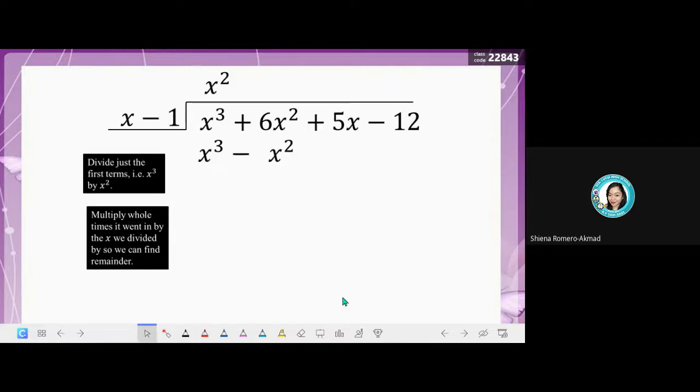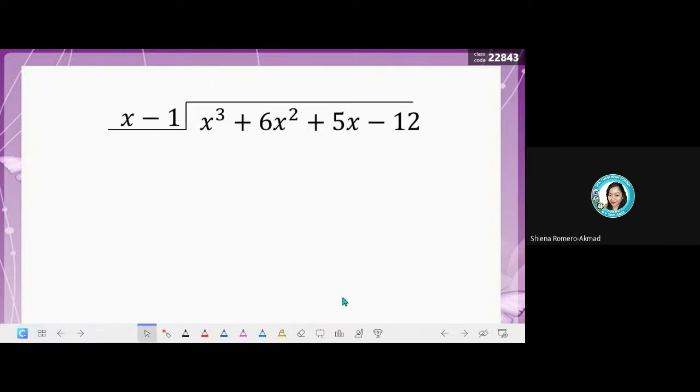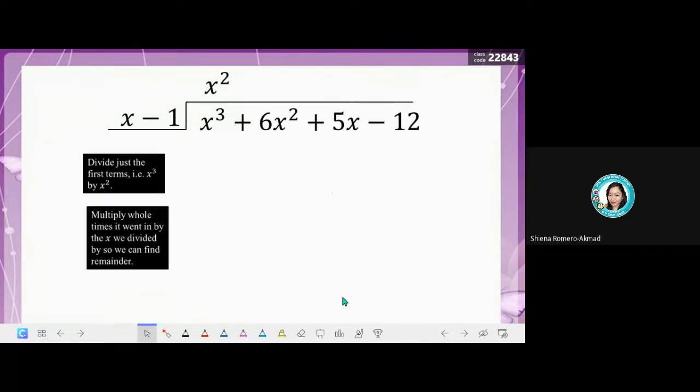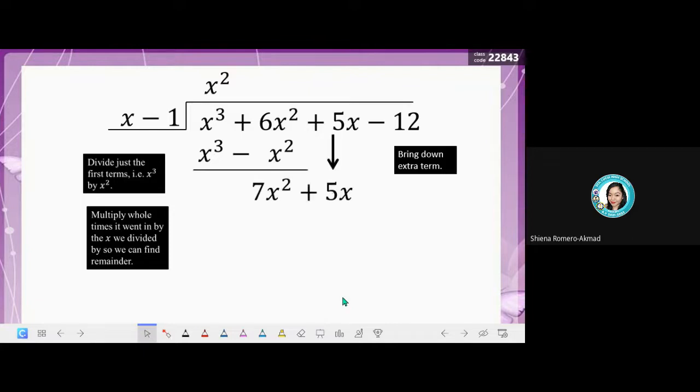Pero itong example natin na to ay nakatype na. Okay, so x cubed divided by x. Sabi ko sa inyo, minus lang yan ng exponent. So, 3 minus 1. So, that's x squared. Multiply mo ulit sa kanila. That's x squared, x cubed minus x squared. Then, subtract. Change the sign. Proceed to addition. Okay, tapos bring down. Dire-diretso na siya, no? And repeat, of course.